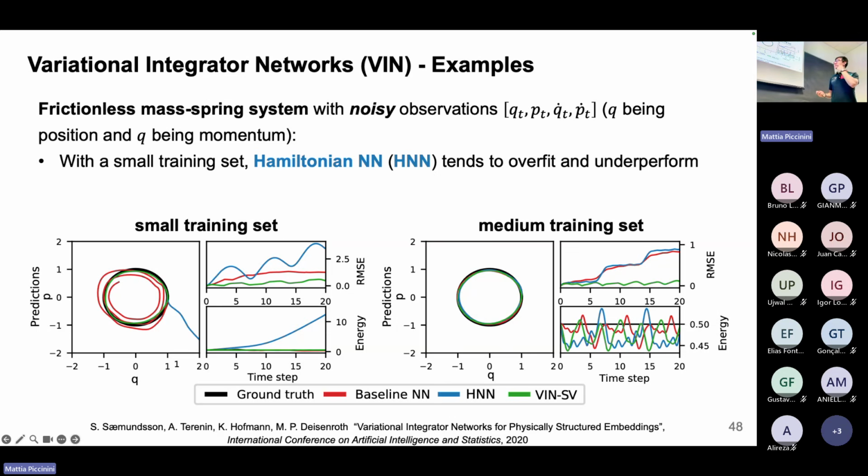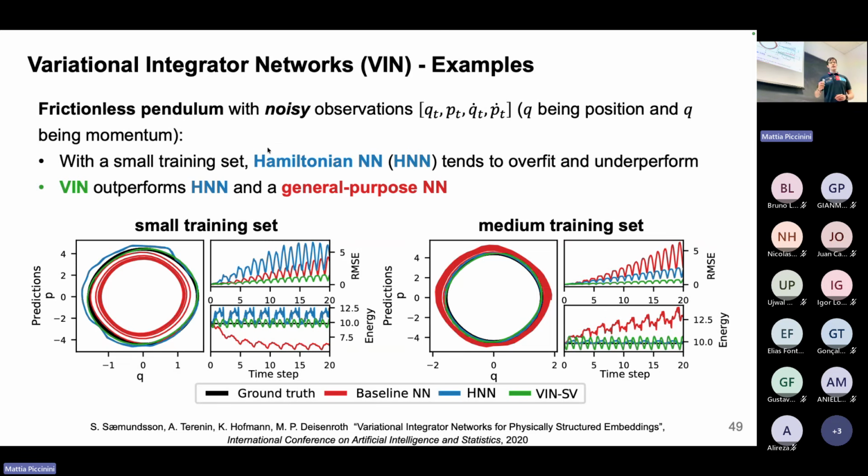In the case of a medium training data set, actually you see still the Hamiltonian and the baseline perform similarly. The variational integrator performs a bit better, at least in terms of accuracy, also in terms of energy. But yeah, you see, especially in the case of small training data sets, it may be that Hamiltonians still overfit, and then they generalize badly. And then combining them with the variational integrators can help. Yes, okay, so this is what we said.